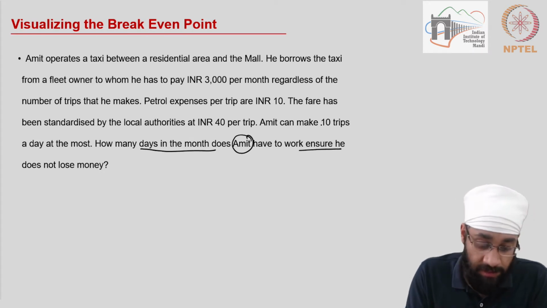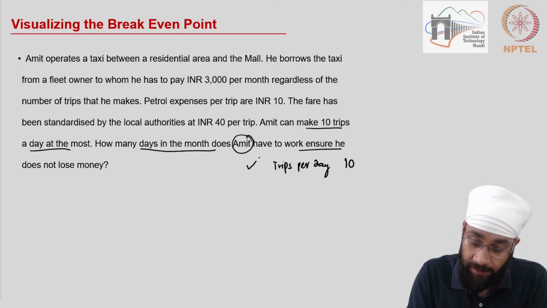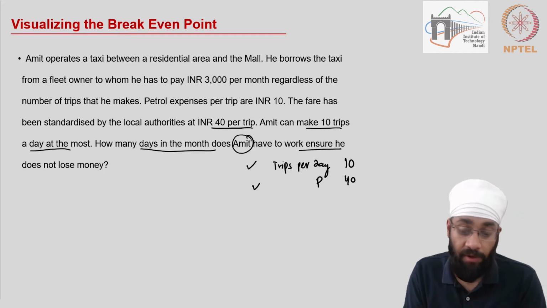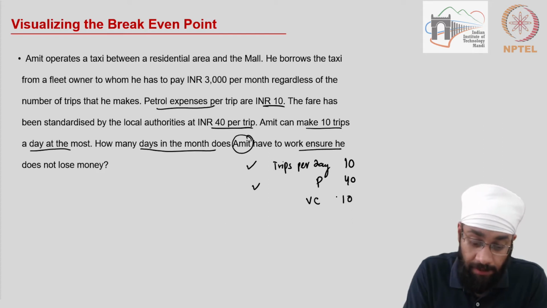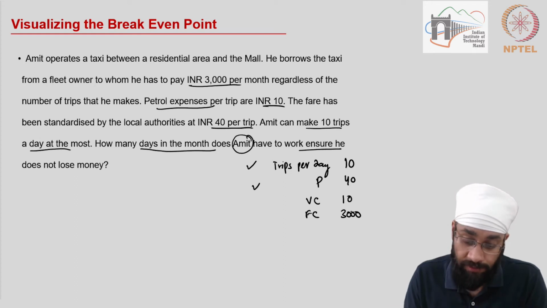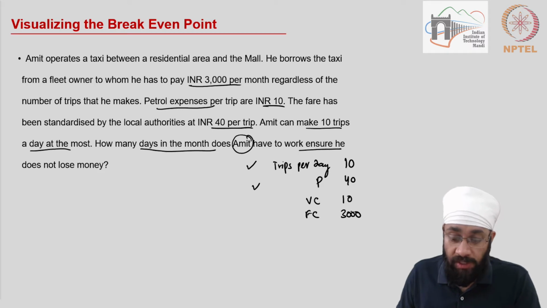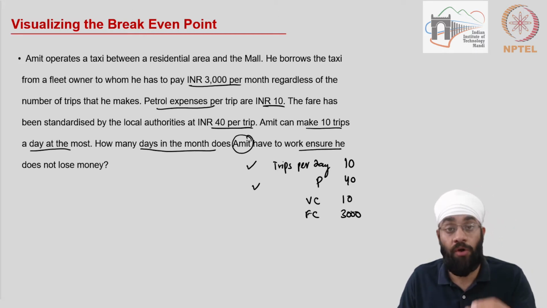The maximum trips that he can make in a day is 10. So trips per day are 10, and you have price given per trip is 40. This is also defined by the authorities. You can't charge more, and of course you would not want to charge less. The petrol expenses per trip, the variable cost per trip is 10, and you have a monthly rent that you have to pay. This is fixed cost 3,000. That's it. So using this information, we have to work out the number of days in a month that this person should drive the taxi in order to not lose money.